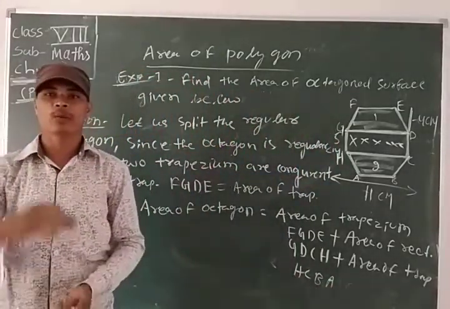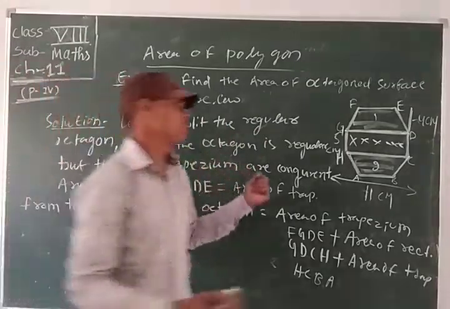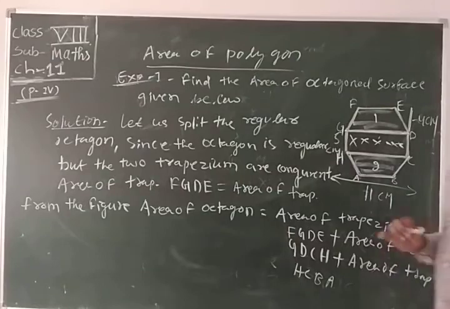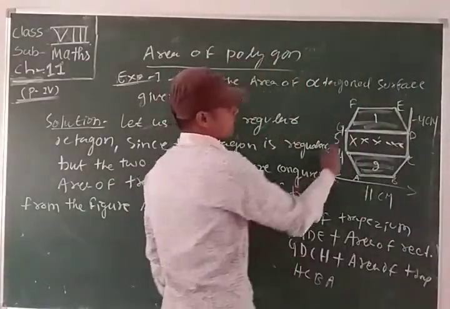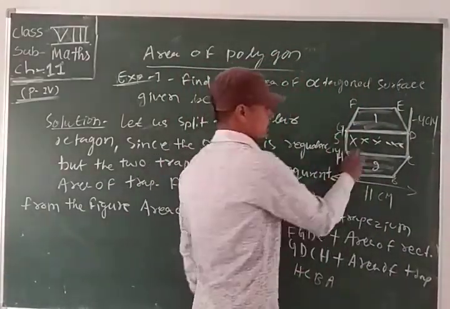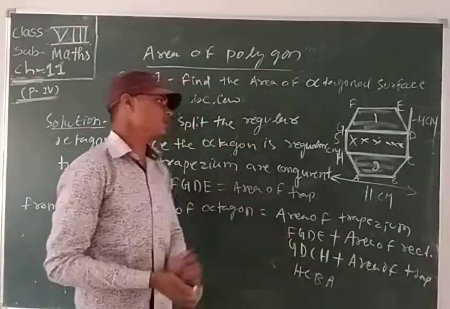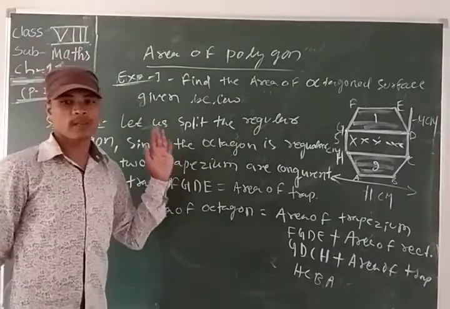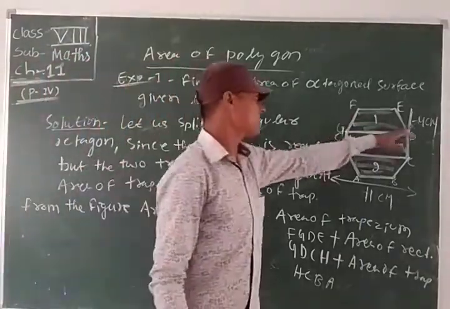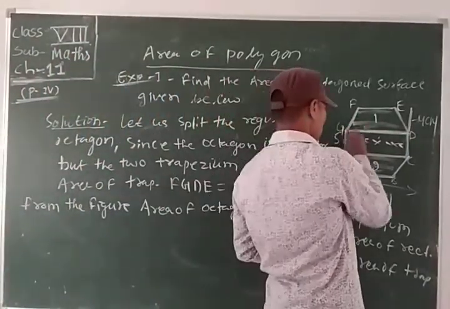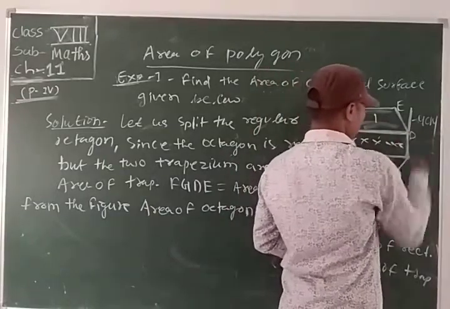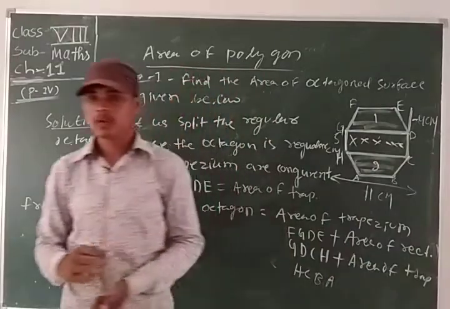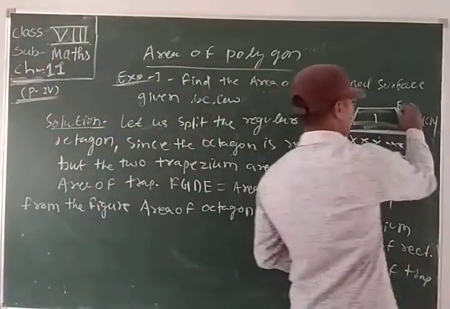How many parts can we split it into? 3 parts. The first one is a trapezium, the second one is a rectangle, and the third one is a trapezium. Then we can find the area of the trapezium, then the area of the rectangle, then the area of the other trapezium, and then we get the area of the octagon. Then we know the formula: 1 by 2 into the sum of the parallel sides, into the height. Here the sides are 5 and the base, and the height 4 cm is given.